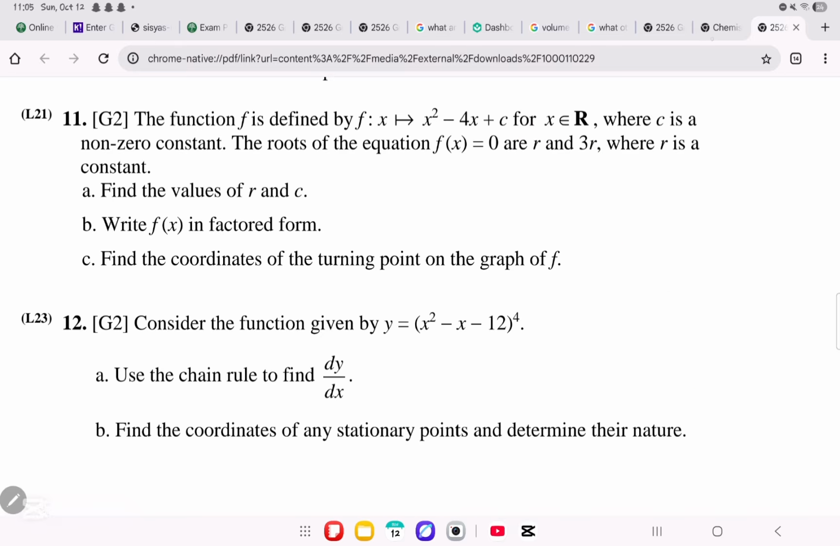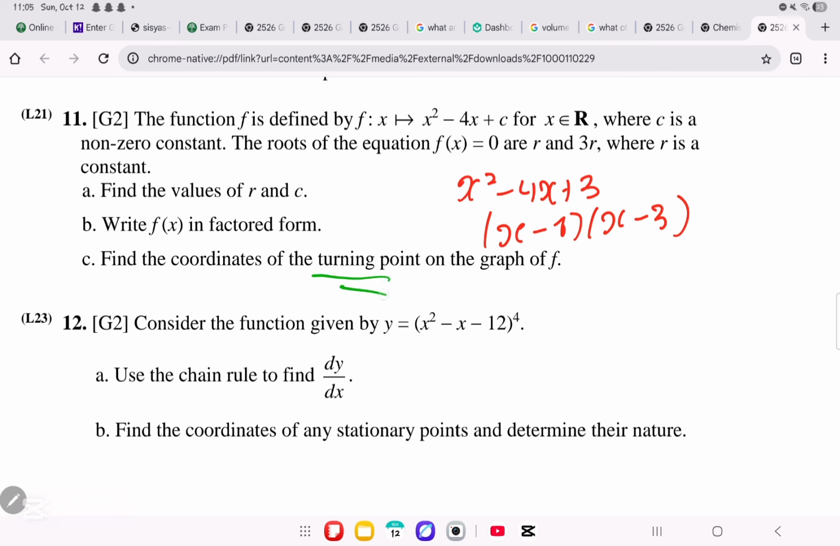Now, they want us to write f(x) in factored form. So, it's x squared minus 4x plus 3. We need to make it into factored form. It will become (x minus 1)(x minus 3). Now the coordinates of the turning point of graph f.